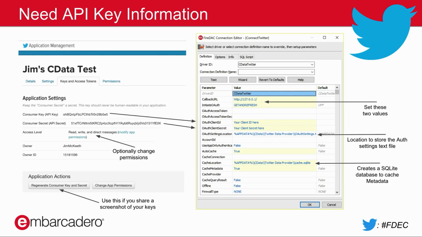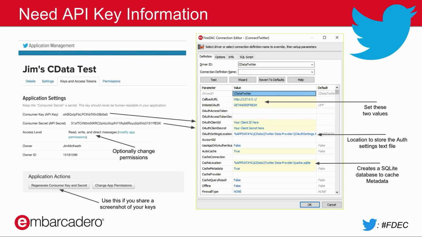Here's an example of what it looked like on Twitter. On the left-hand side is the Twitter application portal. You go out there, you get your API keys and set things up, and then you go into the FireDAC connection editor and you provide the information there. So you select the CData driver ID, provide a callback URL. Usually the callback URL is going to be 127.0.0.1. If you read the documentation, which I linked to on the previous slide, it explains how to set this up.